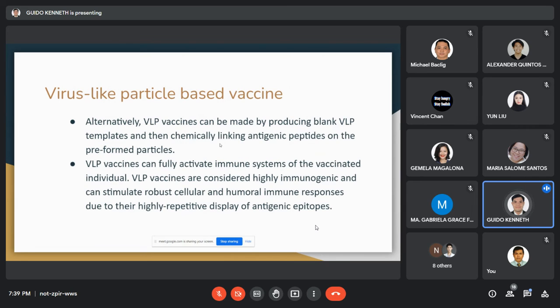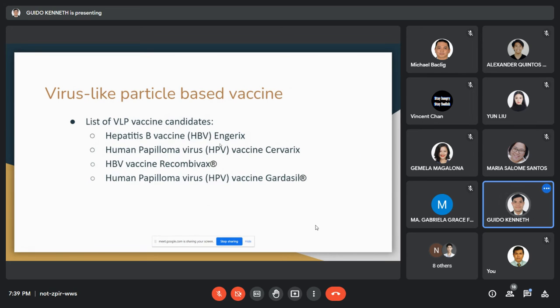Alternatively, VLP vaccines can be made by producing blank VLP templates and then chemically linking antigenic peptides on the preformed particles. The VLP vaccines can fully activate the immune system of the vaccinated individual and are considered highly immunogenic. They can stimulate robust cellular and humoral immune responses due to their highly repetitive display of antigenic epitopes.